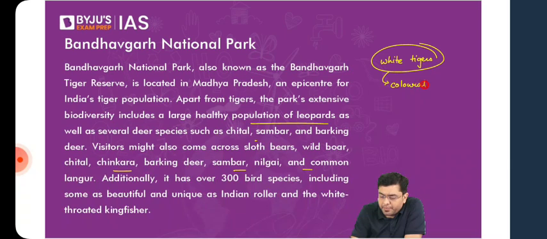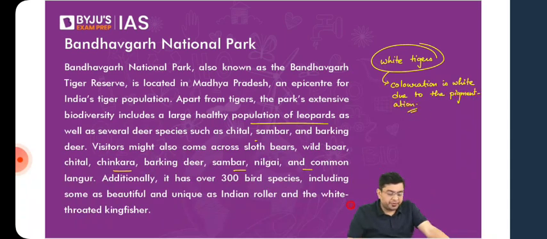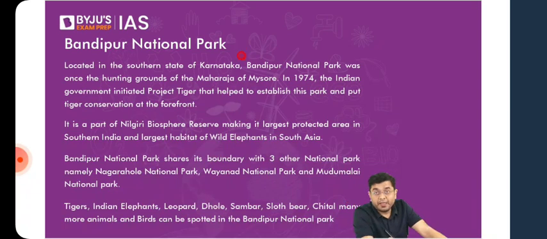Coloration is white due to the pigmentation. Okay, the pigmentation process which happens. Now, then you have the Bandipur National Park. This protected area at one point of time would serve the purpose of conservation or as a kind of hunting ground for the royals of Mysore. So they would come to the region of Bandipur in order to carry out the process of hunting.